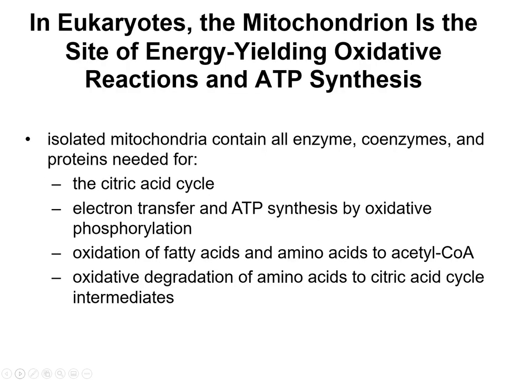So let's talk a little bit more about the citric acid cycle. In the mitochondria, there are lots and lots of enzymes. And those enzymes and coenzymes and all the things needed for citric acid cycle, electron transfer, oxidative phosphorylation, also oxidizing fatty acids and amino acids to acetyl-CoA, and degrading some amino acids to citric acid cycle intermediates.